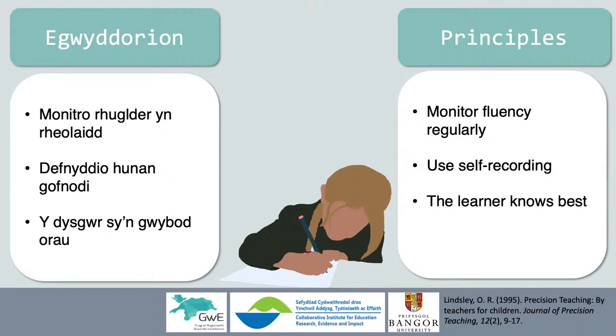Improvements in learning are greater when the pupil themselves take an active role in this process. As such, we should encourage learners to record their own data on a standard acceleration chart and use it to guide their future study. Precision teaching programs can help pupils to learn helpful study skills, like knowing when to ask for help. The final principle is that the learner knows best.